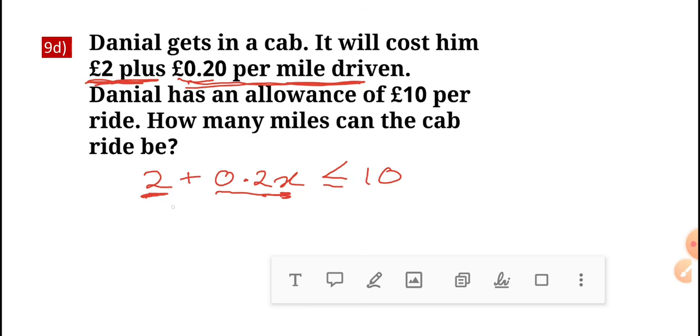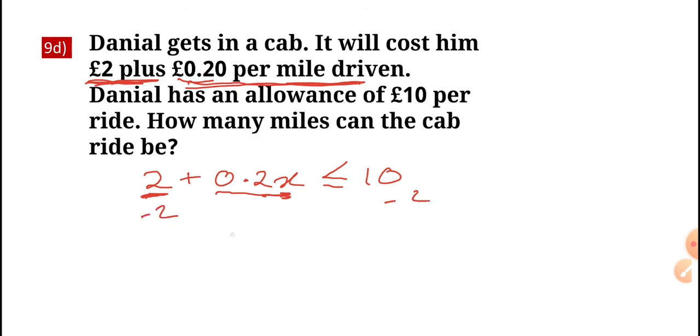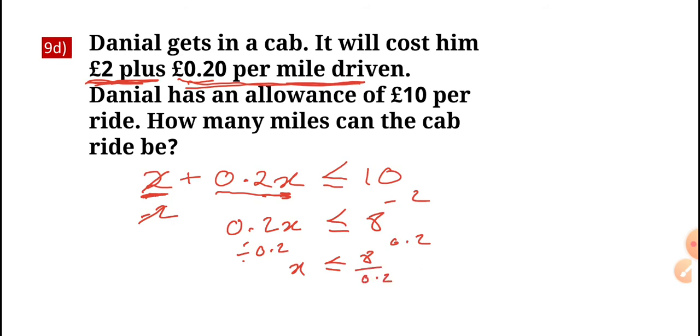So to get rid of the 2, we take away 2 from both sides. On the left hand side, this 2 and this minus 2 cancels out, leaving us just 0.2x. And on the right hand side, 10 take away 2 is 8. Now to get the x on its own, we have to get rid of the times 0.2. So we divide both sides by 0.2. So x would be less than or equal to 8 over 0.2.